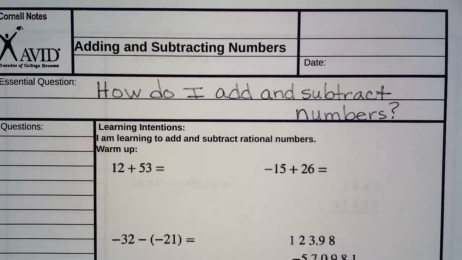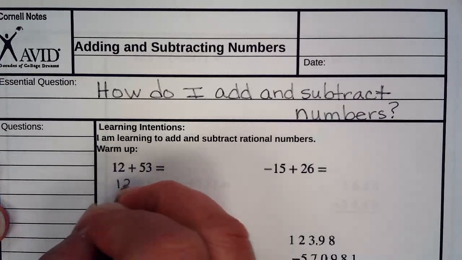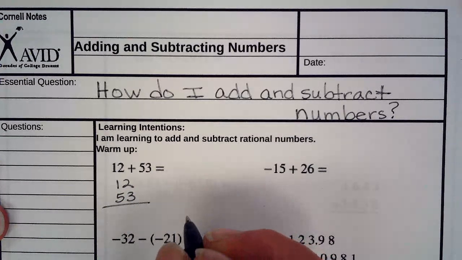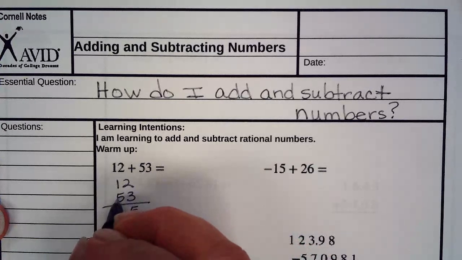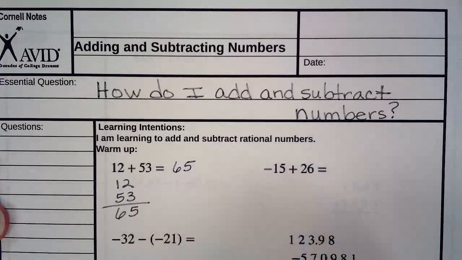Well, I do hope you tried. So to make the addition easier, I'm going to put it in columns. Remember, you have to keep those columns straight. 2 plus 3 is 5, 1 plus 5 is 6. This is 65, and I'm done.